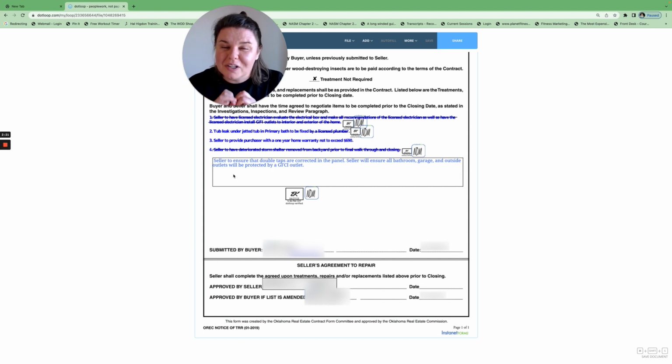Right before closing, I mean like the day of or the day before usually is what happens in Oklahoma. The buyer goes into the house and makes sure that the fixes, the repairs have been done. Now, can you have the inspector go back and do this? Yeah, for a fee. Most people don't do this, but you absolutely can.